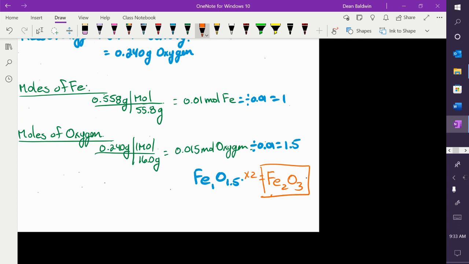So if you remember naming, you're going to reverse the charges, right? So it's like Fe plus 3, O negative 2. So what's the name of this compound? Iron 3 oxide, because iron has different charges. So it's iron 3 oxide.